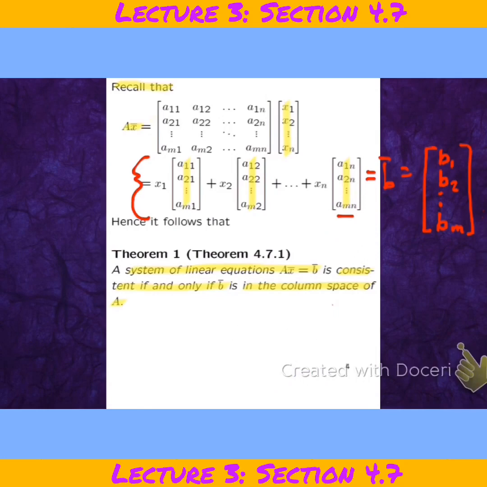b is in the column space of A because we need to be able to write b as a linear combination of the column vectors of A. And that's the same as saying we can find an x1, x2 up until xn such that b is a linear combination of the column vectors of A. So that's all equivalent. In other words, that's the same as saying that I can find values for x1, x2 up until xn, and that's the same as saying that Ax equals b is consistent.